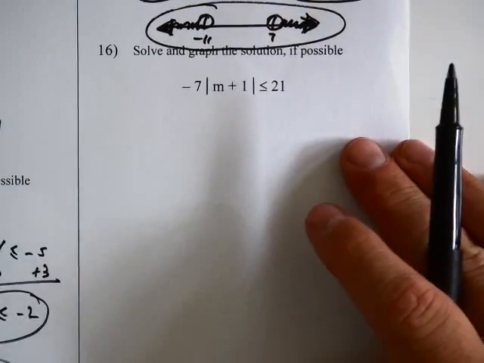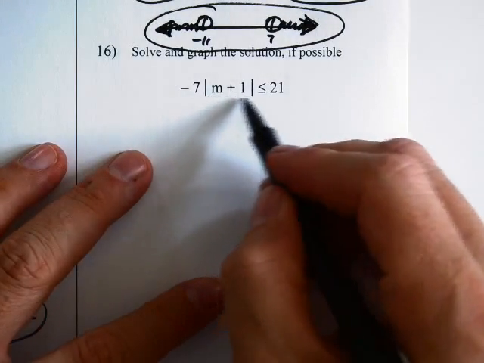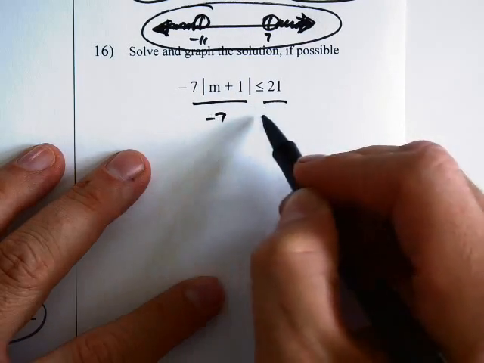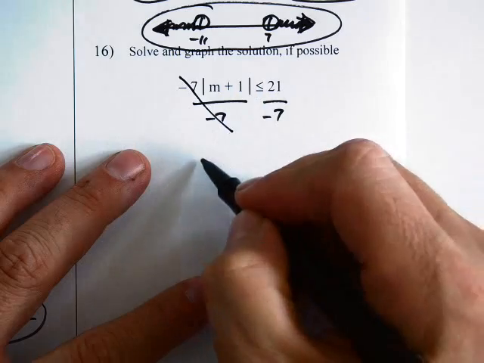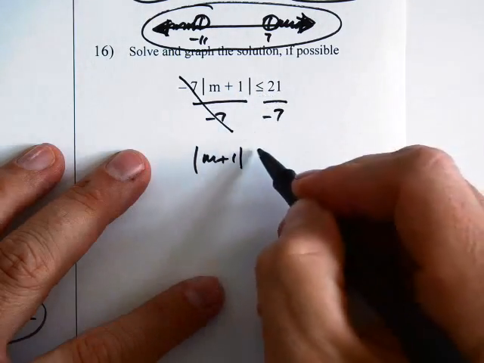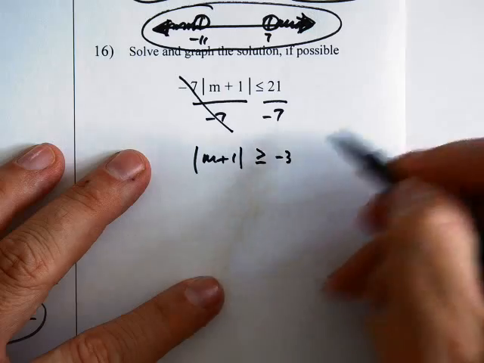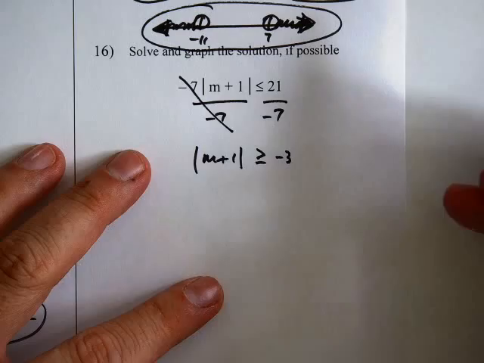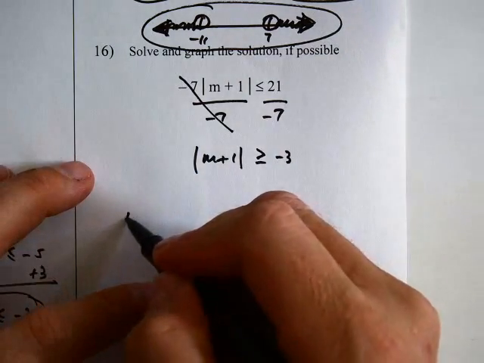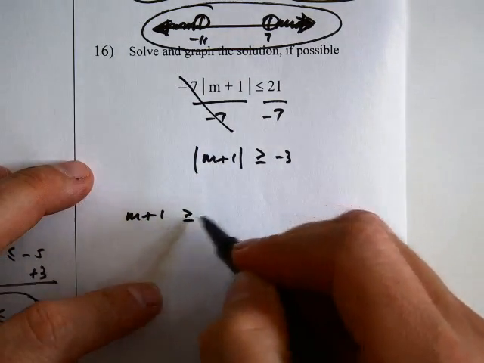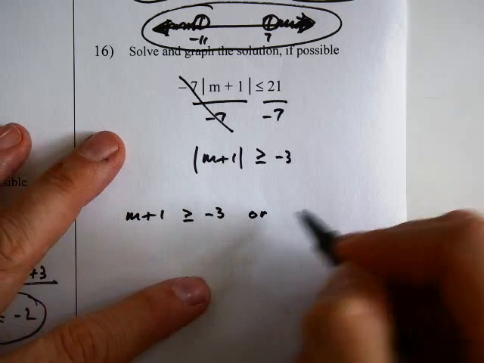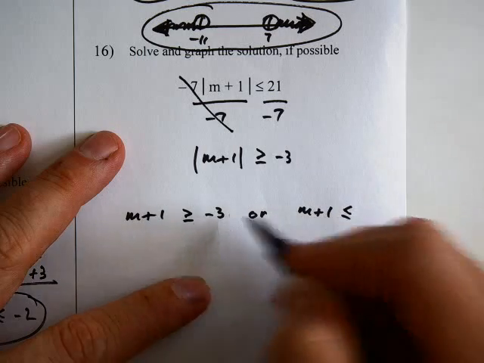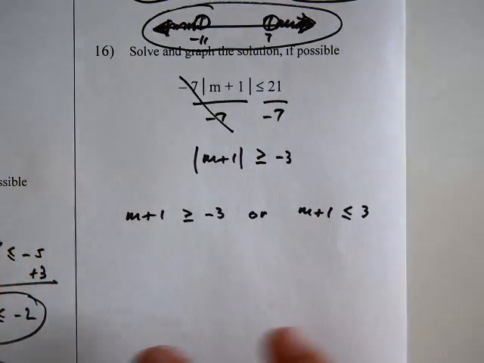Moving on, number 16. Now this one looks like the absolute value of m plus 1 is less than 21, but you can see as I solve first, I'm going to divide by negative 7, and I get m plus 1, and this switches directions, and we get negative 3. So just like before, when you divide or multiply by a negative, you are going to switch the sign. And so now we're right back at that place where I take what's in there and I write it down just like I see it, or I write it down less than or equal to its negation, which is positive 3.